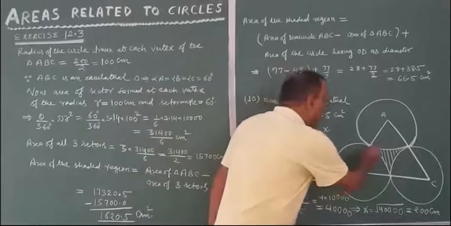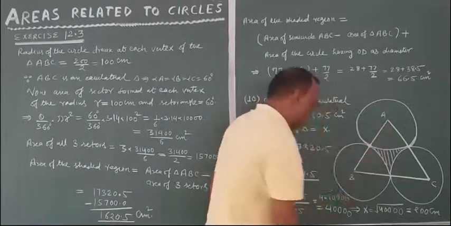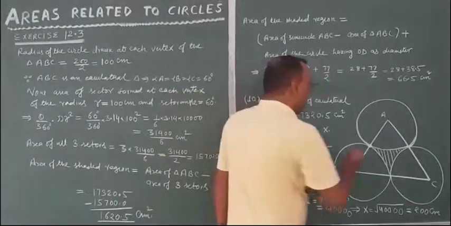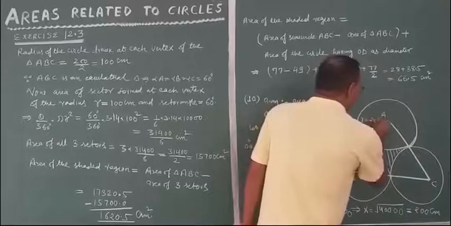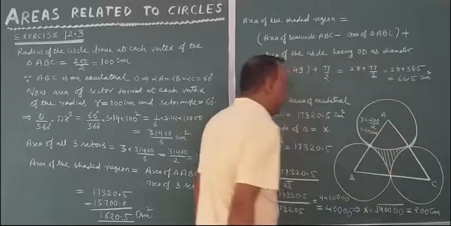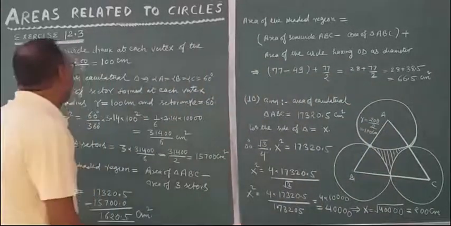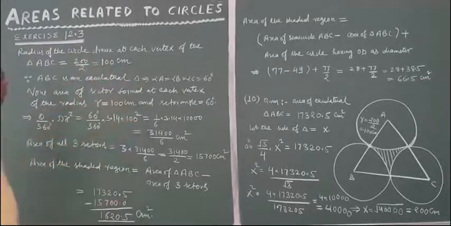The radius of the circles is half of the side of the triangle. So what will the radius be? R is equal to the side of the triangle, 200, divided by 2, which is 100 centimeter. So what will be the radius of the circle drawn at each vertex of the triangle? That is 200/2, which is equal to 100 centimeter.